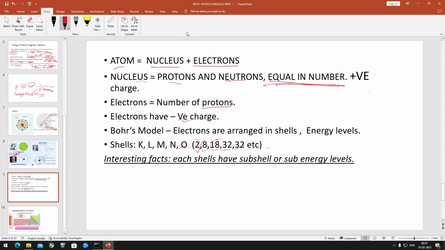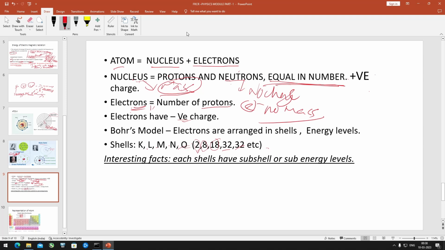The question they ask in FRCR very commonly about the nucleus is: does the nucleus comprise protons and electrons? Wrong, the answer is wrong. The nucleus comprises protons and neutrons. Or they ask, are neutrons positively charged? I have seen this question come in all of the exams. No, neutrons have no charge. But the nucleus has mass. Remember that. Electrons have very little or negligible mass.